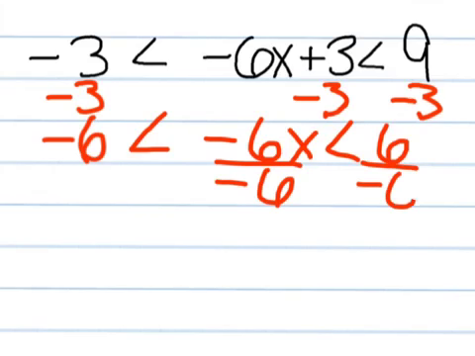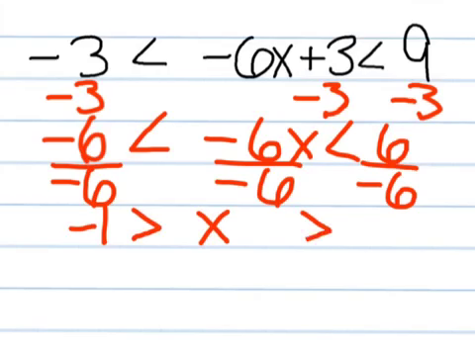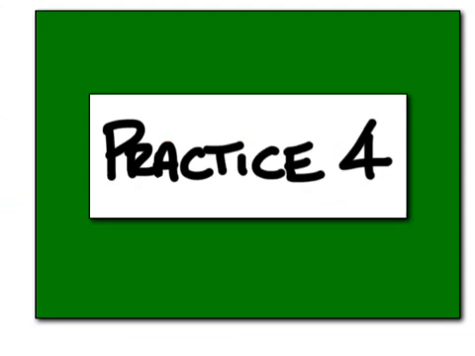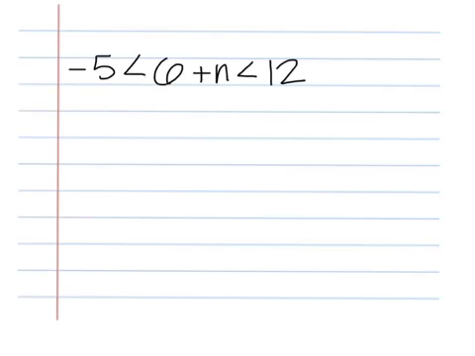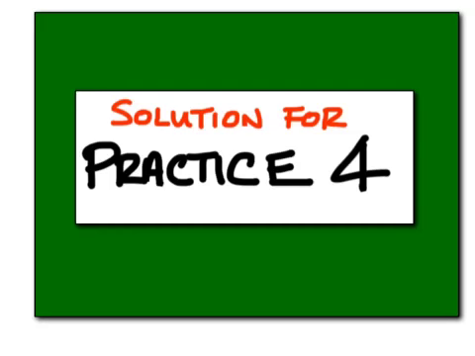We divide by negative 6 on all sides. When we do that, we need to flip our inequality, so our answer will be negative 1 is greater than x, which is greater than negative 1. Yeah, we'll go ahead and just do another practice problem, and just try and do it like I just did it just now.